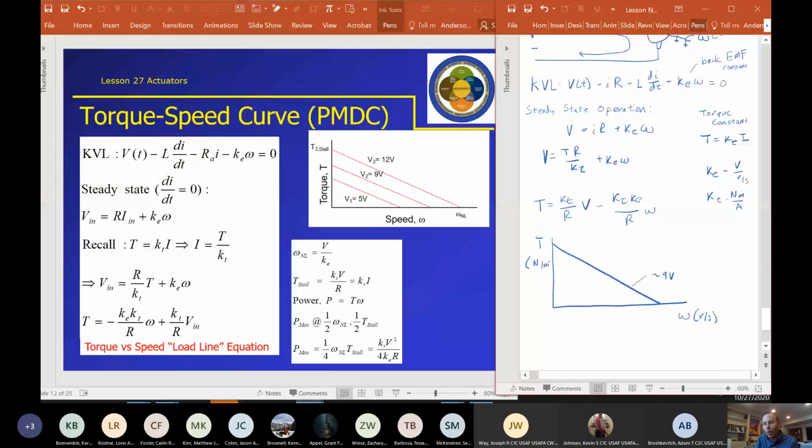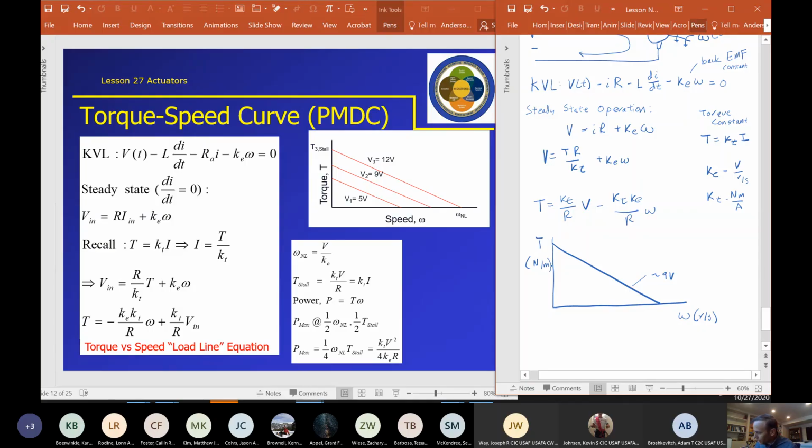Okay, so as I load the motor, it's having to generate more torque, and as a consequence, it's going to slow down. So its operation will ride up and down this line depending on what the external constraints on the motor are.